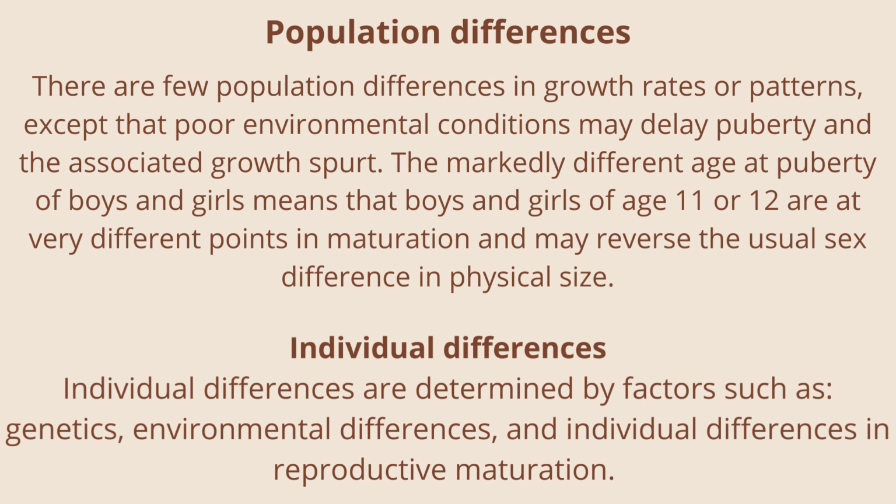And so, as we know, boys and girls grow and develop differently. Girls usually mature faster than boys, and boys have different biological factors and indicators, and so there are differences in the two and how they grow and when they grow, and this we know. So our individual differences also include or are determined by factors such as genetics, environmental differences, and individual differences in reproductive maturation.